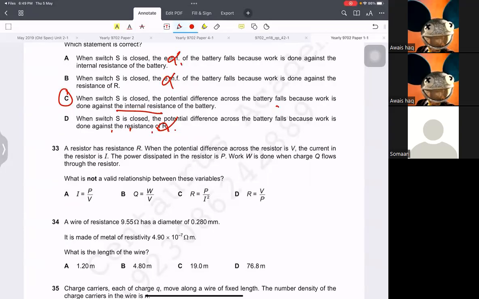Well, this one is correct. Power is equal to VI. Voltage is equal to work done per charge. This is correct. Okay. Power is equal to I squared R. That's also correct. What is this? Power is equal to V upon R. It should be V squared over R. This is the wrong formula.